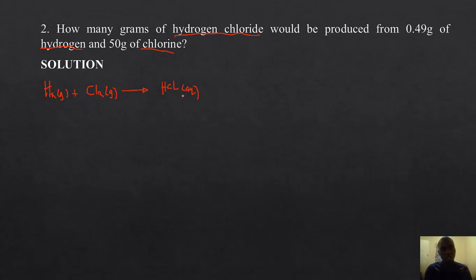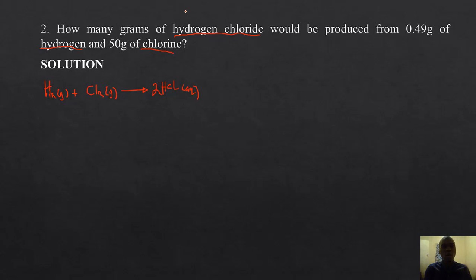Alright, so having written this one, then you are going to check. You have 2 hydrogens, 1 hydrogen. 2 hydrogens on the left side, then one chlorine there. So 2 chlorine, 1 chlorine. So we can balance by putting coefficients in front of the reactant species. So when you put 2 here, then everything will become what? Balanced.